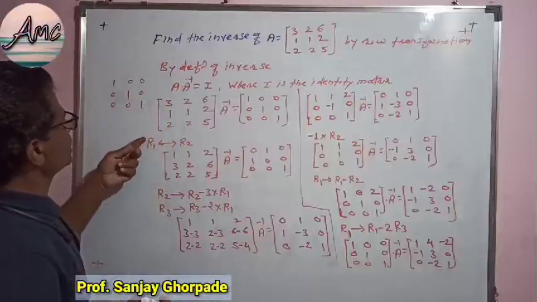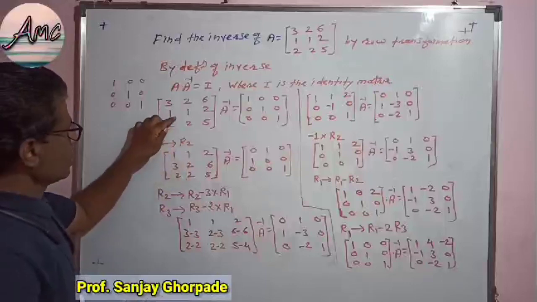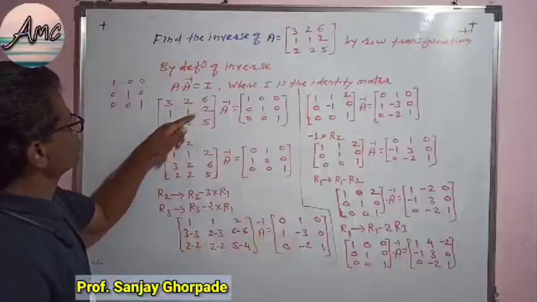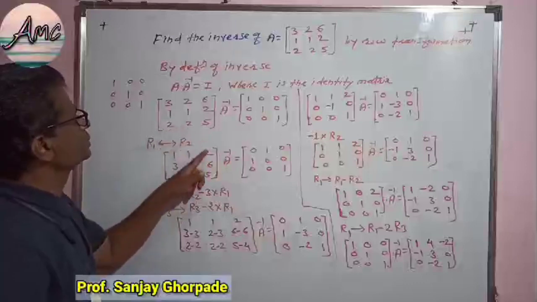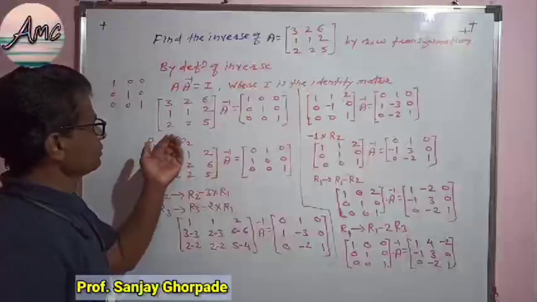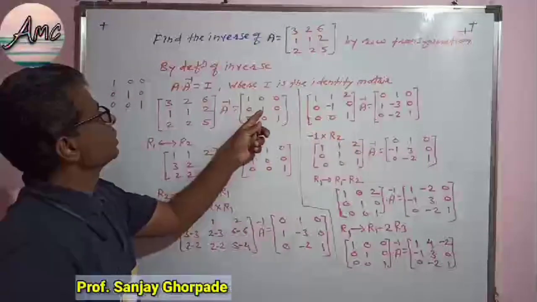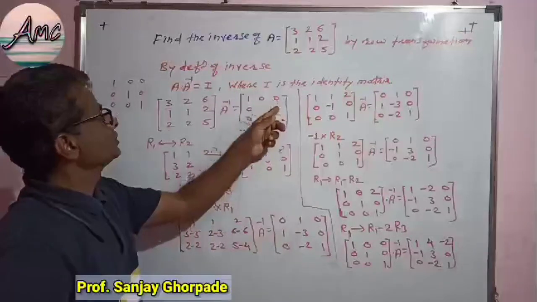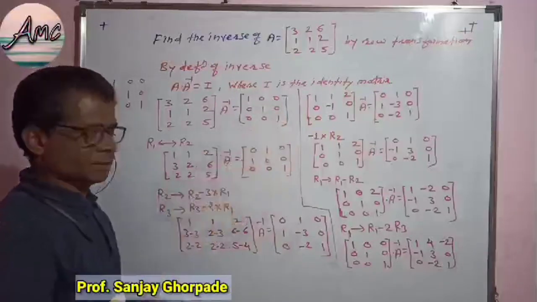To make 1, 0, 0, first we bring the element 1 here, so by interchanging the first row and second row. So 1, 1, 2 is the first row and 3, 2, 6 is the second row, third row as it is, into A inverse. Same operation you perform on the right hand side. So 0, 1, 0 is the first row, 1, 0, 0 is the second row, third row as it is.